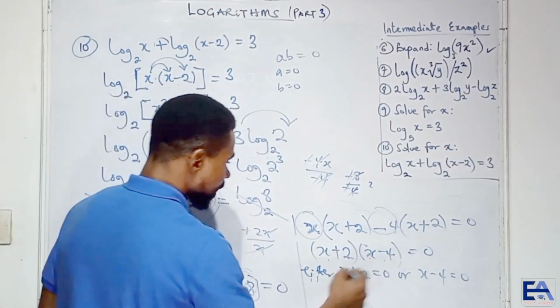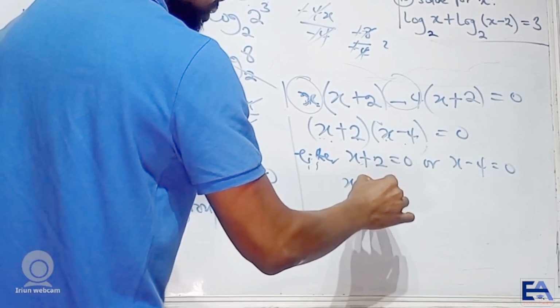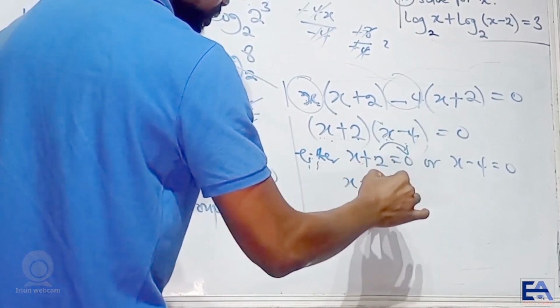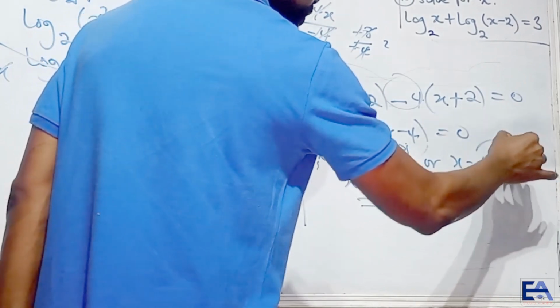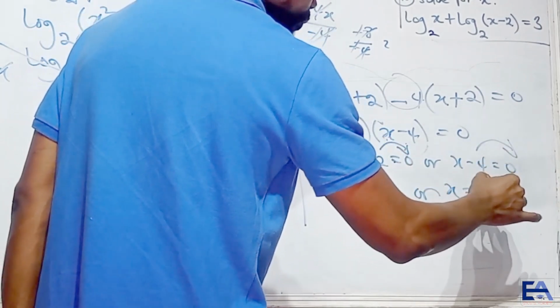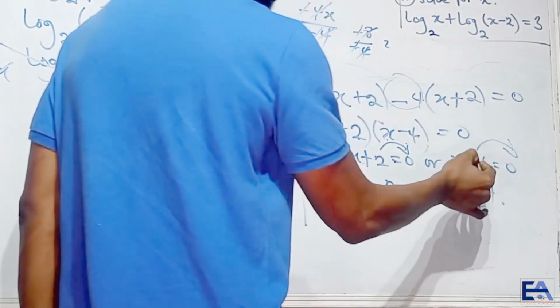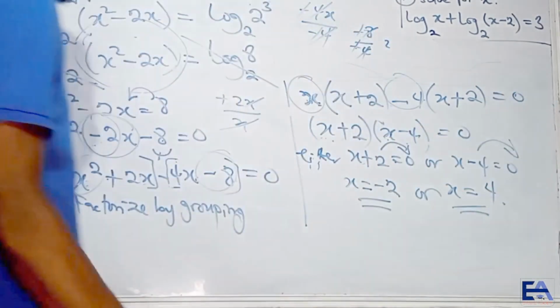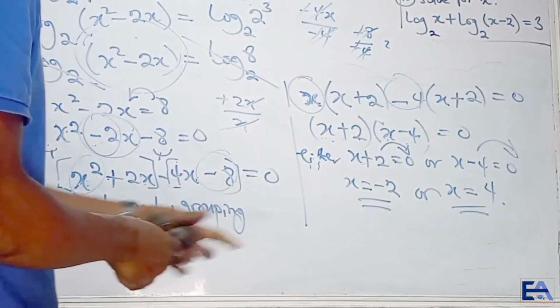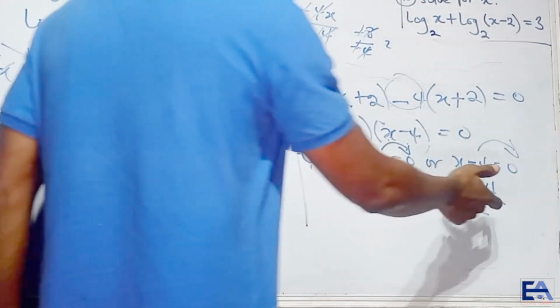All right, so having that, then we now have x is equal to, you take this 2 to the other side, minus 2, or x, you take this 4 to the other side, x is equal to positive 4. Because when negative 4 goes to the other side, it becomes positive 4. So that is the answer for this question. It's either x is minus 2 or x is 4.